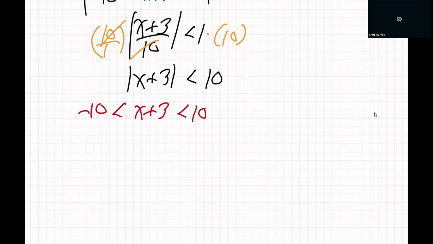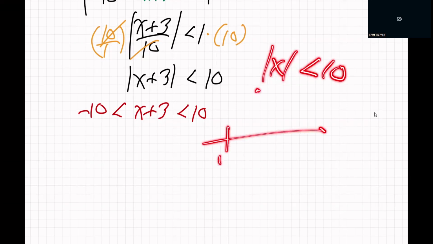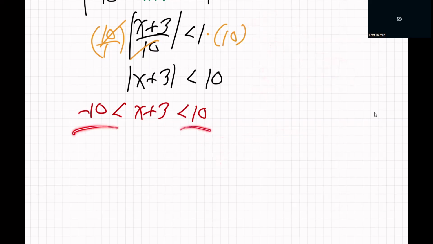Just think about, like, if I said the absolute value of x is less than 10. That means that number can be between negative 10 and positive 10. Anything in between, like negative 9, positive 8, all those are good, but not negative 11. Absolute value, that would be positive 11, which is not less than 10. So it's between negative 10 and positive 10. And now just add 3 on through.